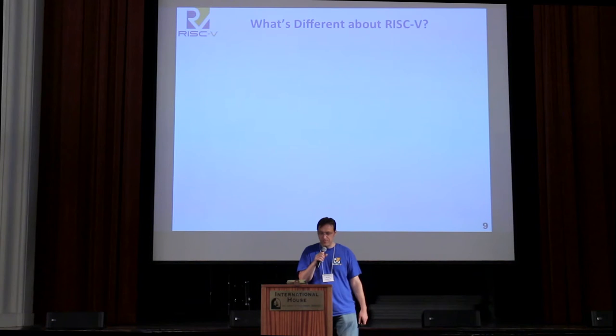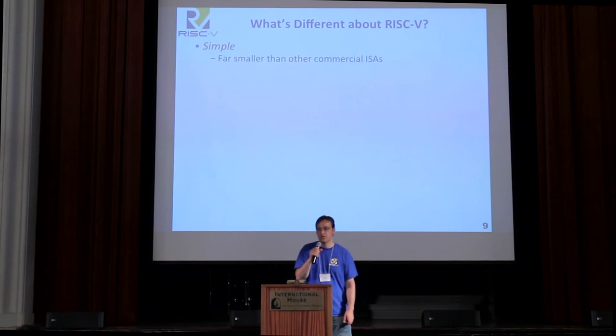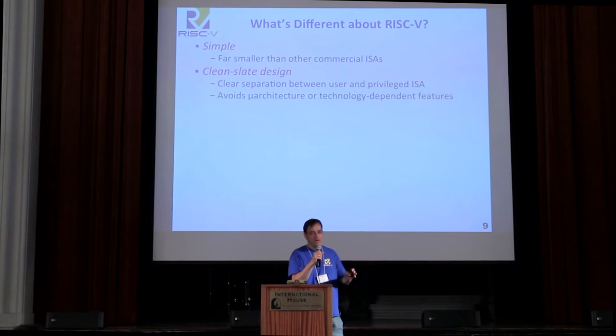Okay, so what's different about RISC-V? Well, it's simple. It's far simpler than the other commercial ISAs. We have the benefit of starting again, so it's a clean slate design where we clearly separate the user level design from anything to do with the privilege levels or anything to do with the microarchitecture. And we want this to be good at many different microarchitectural styles. We didn't design it to work with only one particular kind of microarchitecture flavor.